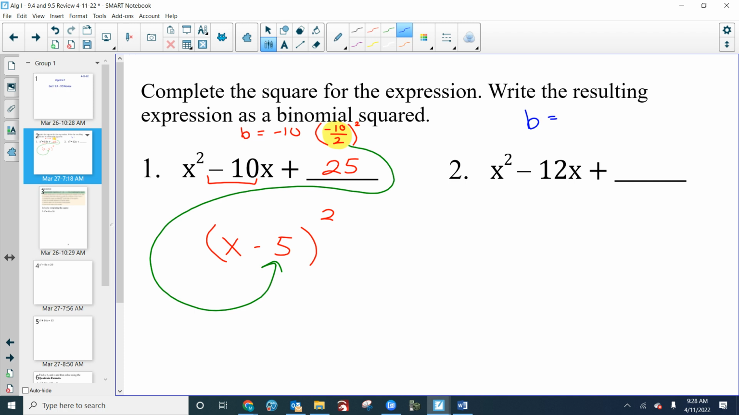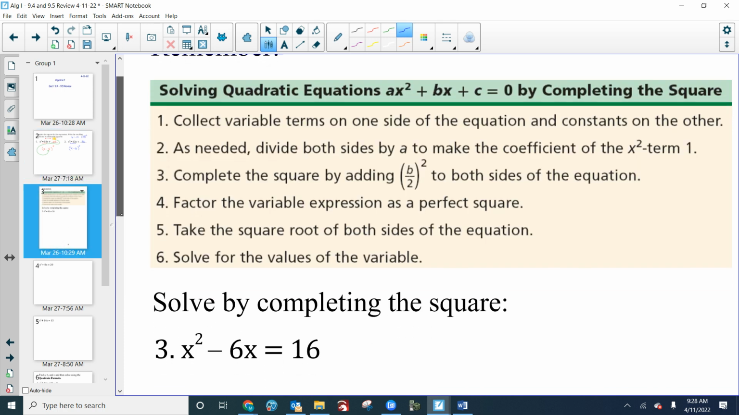What's the b value in this one? -12. -12 divided by 2, squared. What goes on the blank? 36. In parentheses, it's x minus 6 quantity squared. How could I check that if I really wanted to? Couldn't I multiply x minus 6 times x minus 6 and FOIL it out and get that? Agreed? Wonderful.